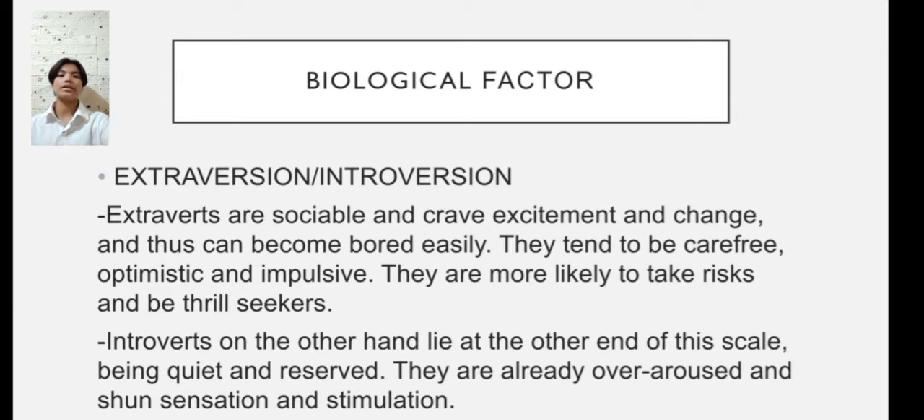Introverts, on the other hand, lie at the other end of this scale, being quiet and reserved. They are already over-aroused and shun sensation and stimulation. Introverts are reserved, plan their actions, and control their emotions. They tend to be serious, reliable, and pessimistic.